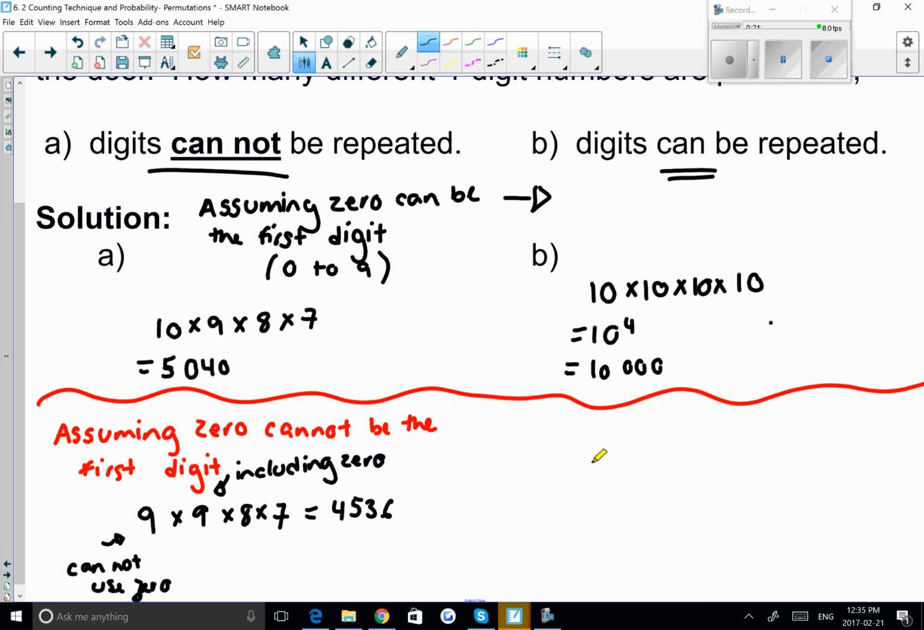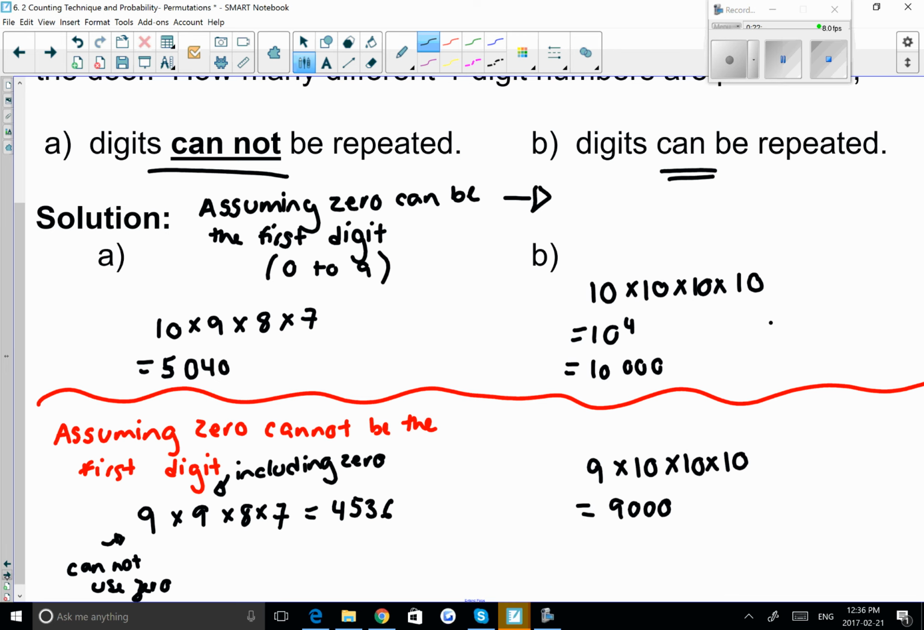In this scenario, we can repeat values, so it would be 9 the first time because I cannot use 0, but the second time I have all 10 digits, and the third time I can use all 10 digits, and the fourth time I can use all 10 digits. So if you think about these values, each time you're reducing it because you've already selected one and we're not repeating. If you can repeat, every time you have the same amount to choose from.